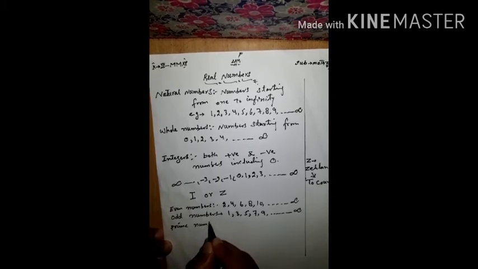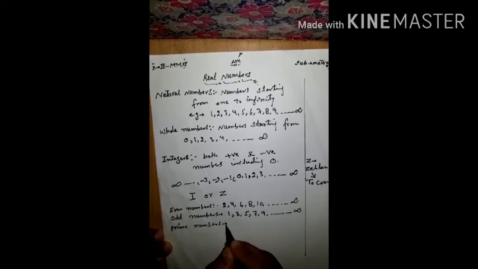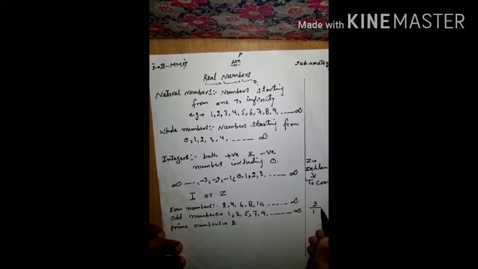Prime numbers. What are prime numbers? Prime numbers are those numbers having only 2 divisors. I mean to say those numbers which can be divided by only 2 numbers, that is by 1 and the number itself. Like for example, if we take 2, 2 can be divided by 1, and 2 can be divided by 2 itself. So 2 has only 2 divisors, 1 and itself. So 2 is a prime number.